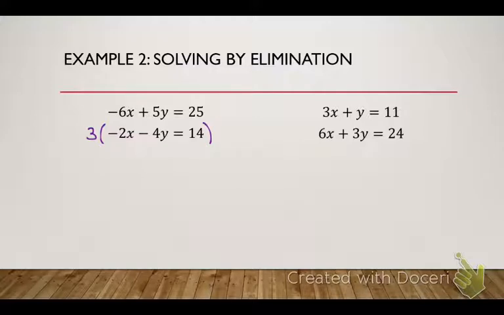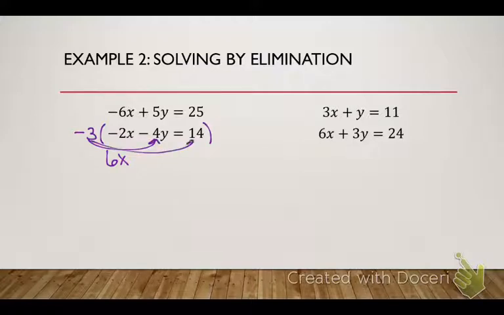3. Okay, but here's the challenge though. If I multiply 3 times negative 2, is that going to be the opposite of negative 6? What's 3 times negative 2? Negative 6. That negative 6 is not the opposite of negative 6. So I have to multiply by negative 3. I need to make it the exact opposite. All right, so negative 3 times negative 2x is positive 6x.